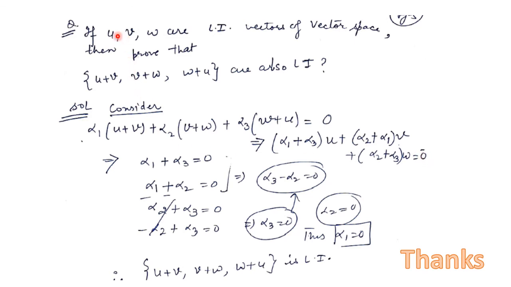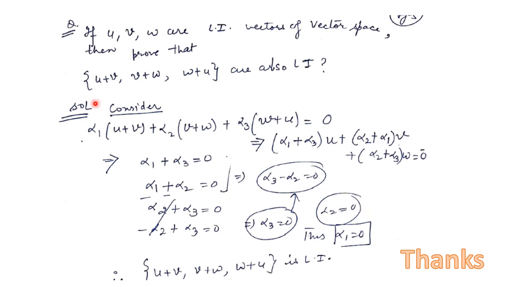But what is given to us? u, v, w are LI. If they are LI, then any scalar times this plus any scalar times this plus any scalar times this equal to 0 implies each scalar is 0. This is the definition of linearly independent. So each scalar is 0 means we have these three equations. Now simplify these three equations. We will get the values of alpha 1, alpha 2, alpha 3 all are 0.